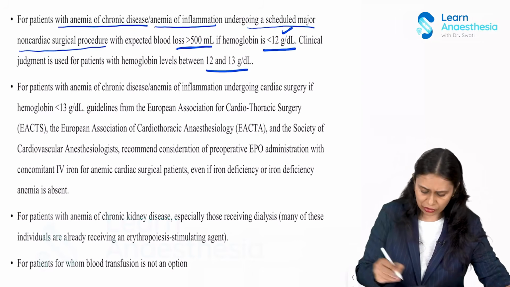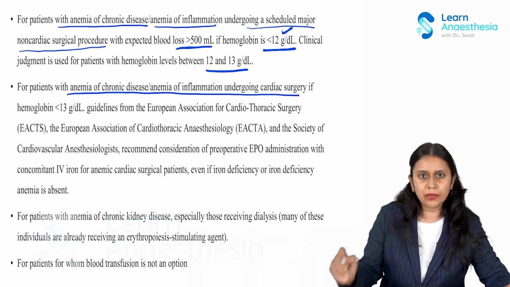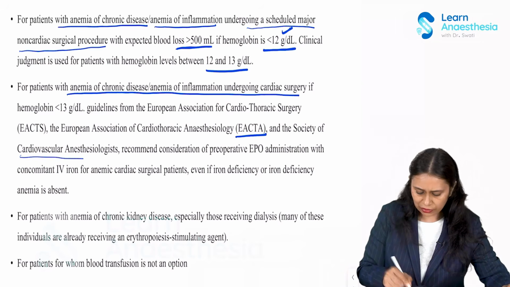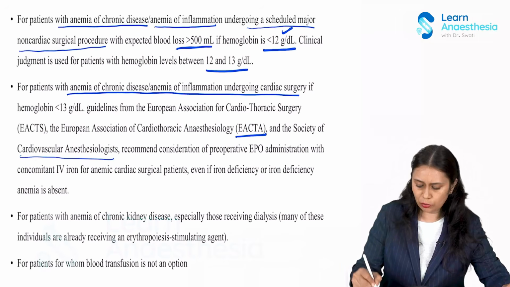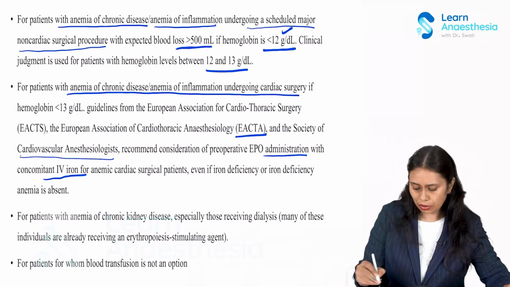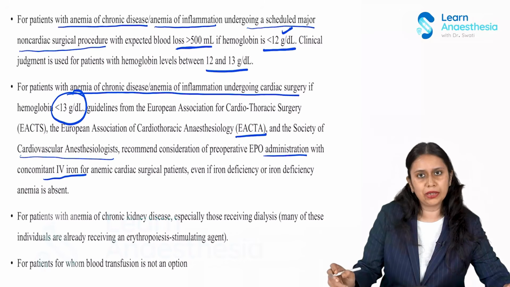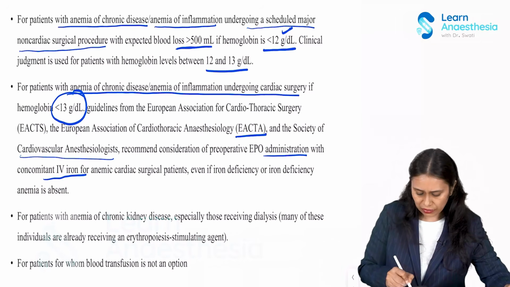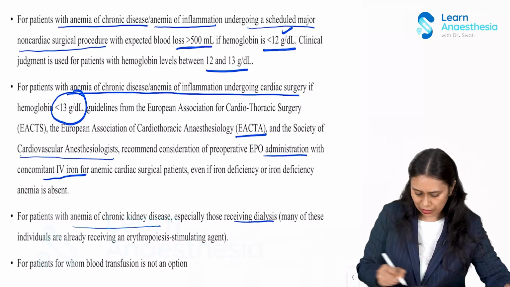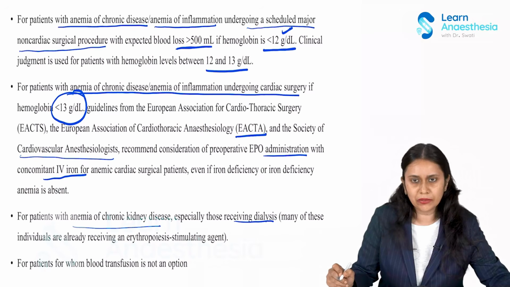But if it's a cardiac surgery, if a patient with anemia of chronic disease or inflammation is undergoing cardiac surgery, the different societies like the Society of Cardiovascular Anesthesiologists recommend erythropoietin administration and concomitant IV iron for the patient if their HB is below 13 gram per deciliter, right? And for a patient with anemia of chronic kidney disease, especially those receiving dialysis, they are already on erythropoietin. So they are the other indication for giving erythropoietin.